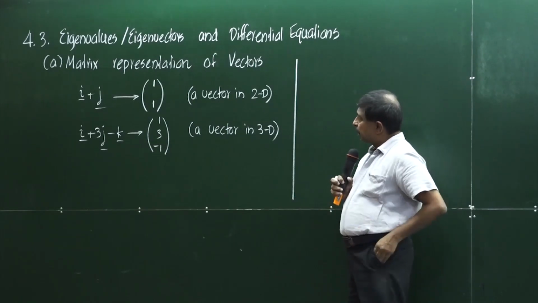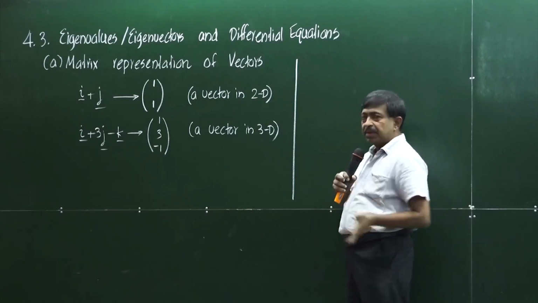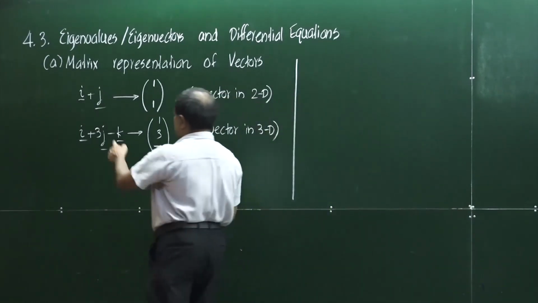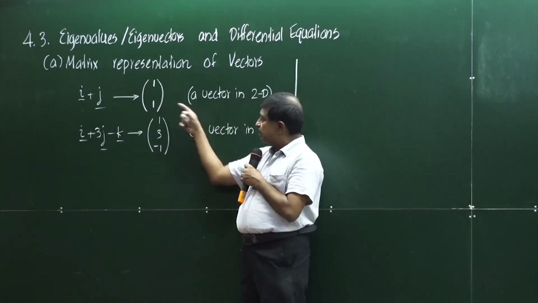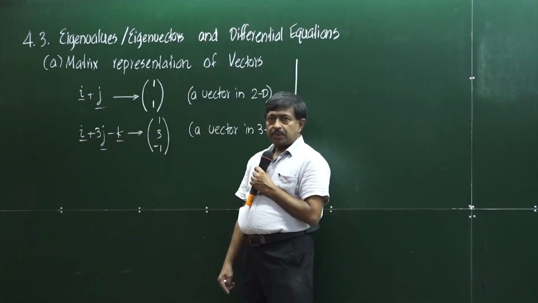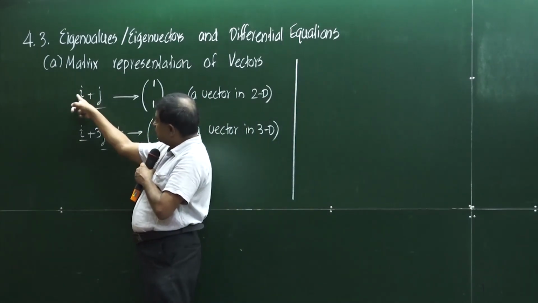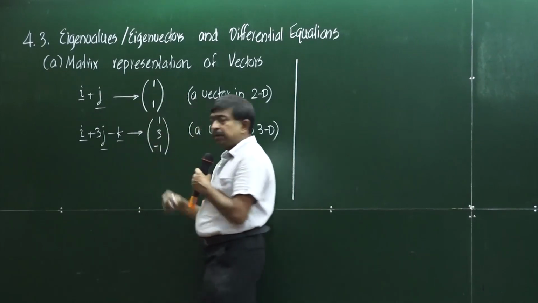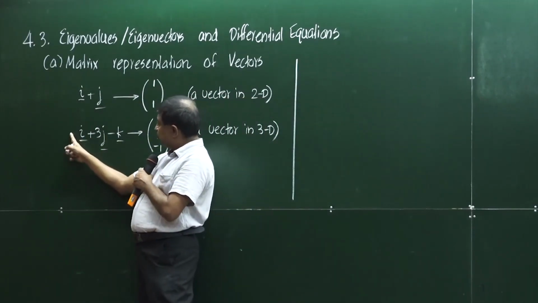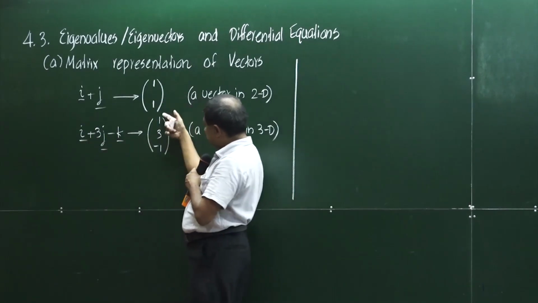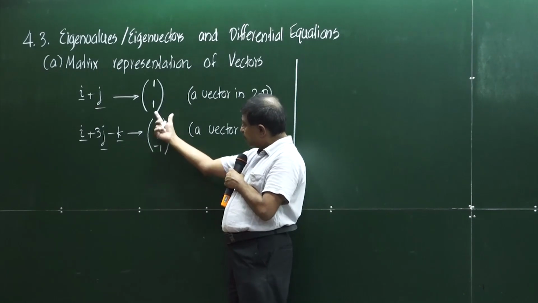Now, first, let's look at the matrix representation of vectors. This is something you are really familiar with. So, if we take i plus j, for example, you can write it in matrix form. You can write it as a column vector, where you arrange these coefficients in the same order. Right here, they are 1 and 1. Here it is 1, 3, and minus 1. So there are 3 components, and you can arrange those 3 components like this.